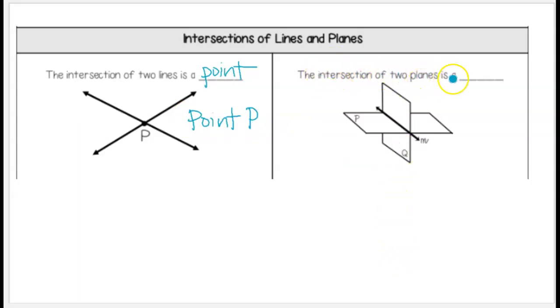The intersection of 2 planes, think the ceiling and the wall, how they meet at the corner, and we can see that line there. The intersection of 2 planes is a line. And our intersection of these 2 planes is line M. You can see our M there to name the line.